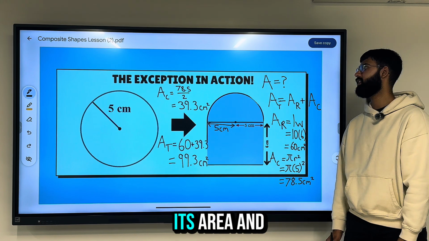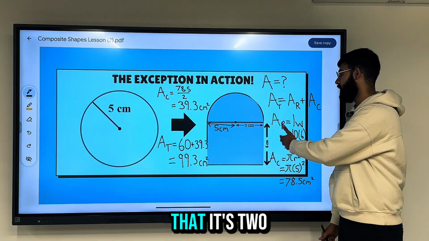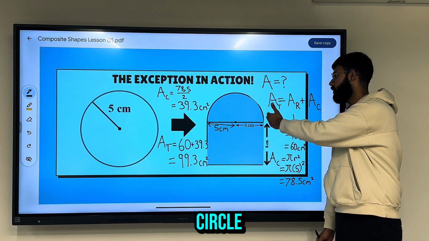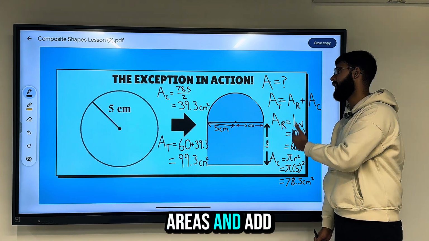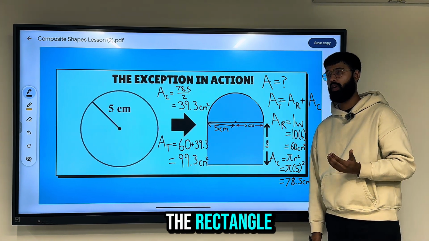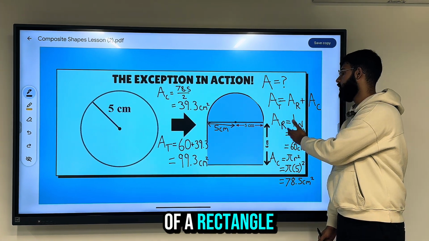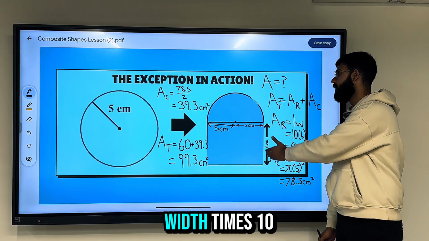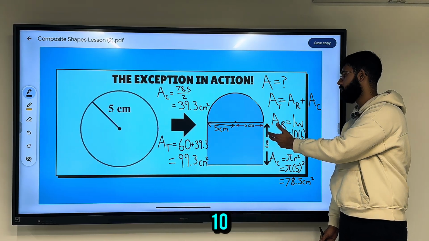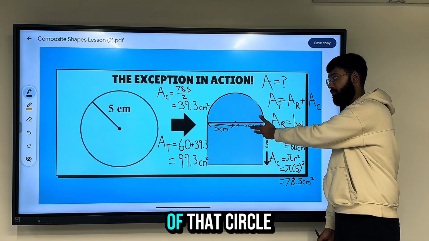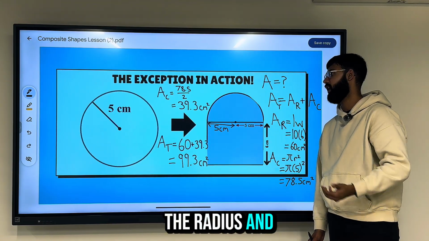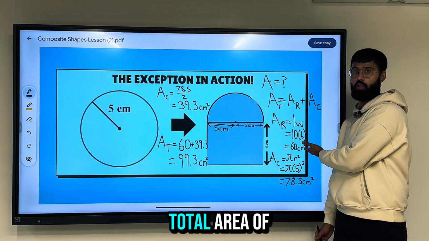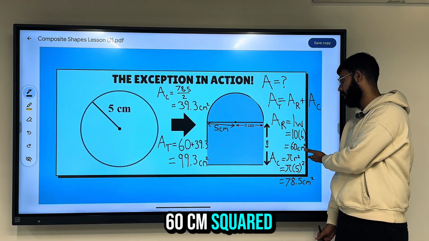We're going to find its area. And to do that, we're going to know that the 2 shapes that it's made of are a rectangle and half a circle. So we got to find both those areas and add them together. Let's start with the rectangle. The area of a rectangle is length times width. And in this case, it would be 6, which is the width, times 10. We know it's 10 because the length represents the diameter of that circle, which is double the radius. And we know the radius is 5. So when we equate those numbers, we get a total area of 60 centimeters squared.